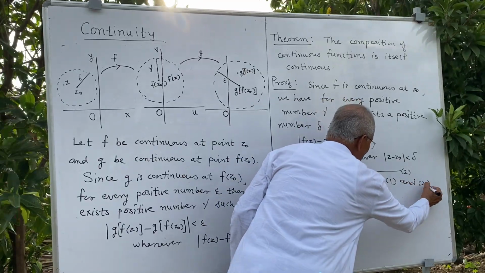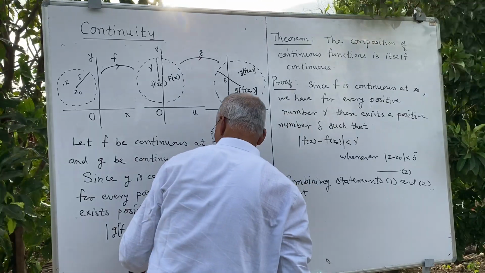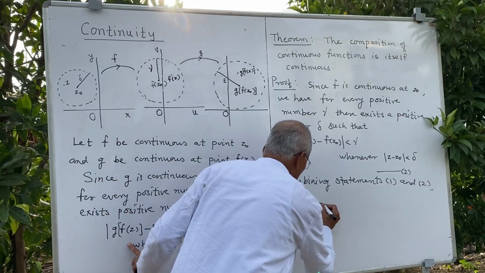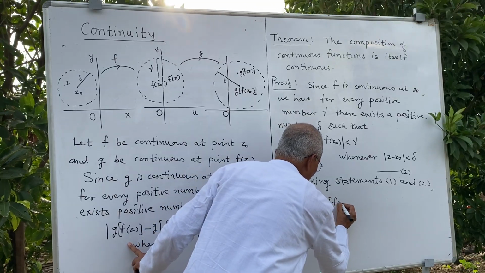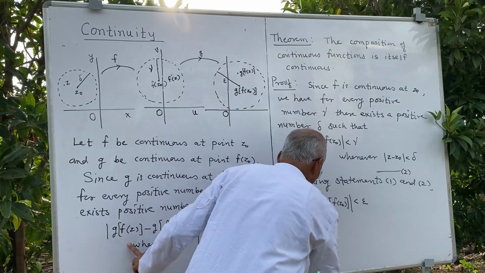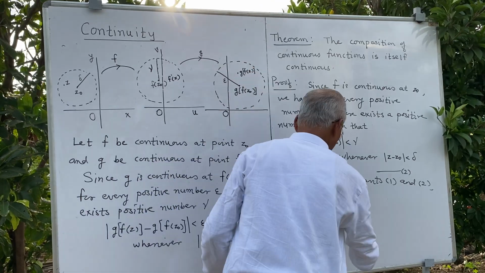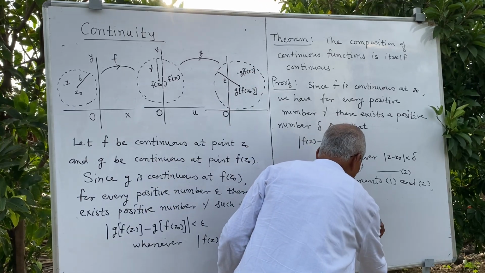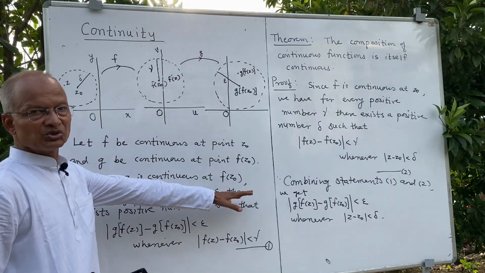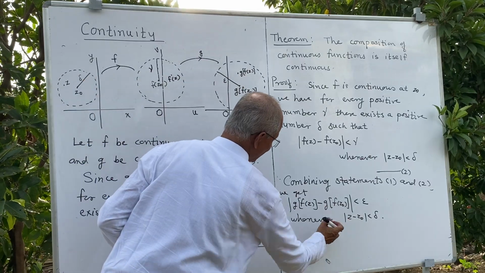What we will get is, mod of g of f of z minus g of f of z naught is less than epsilon whenever this mod z minus z naught is less than delta. So, what does this show? This shows that g of f of z is continuous at this point z naught.